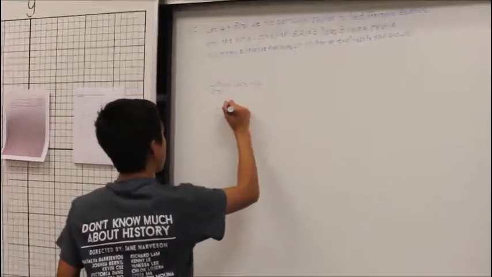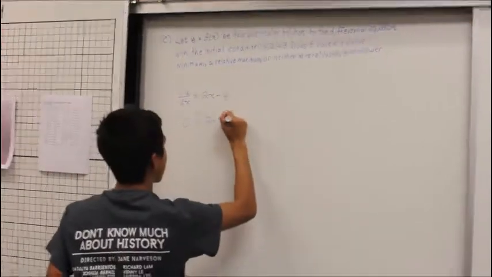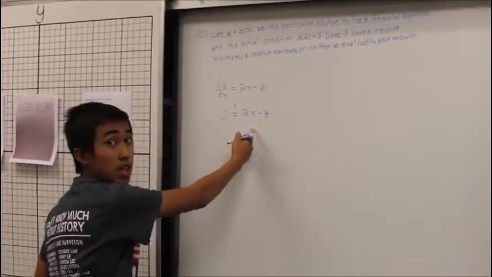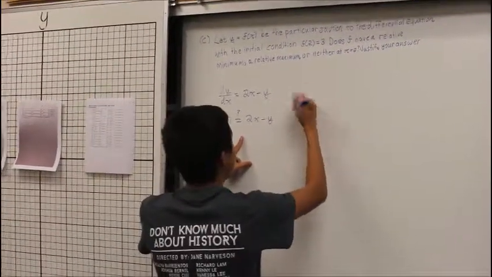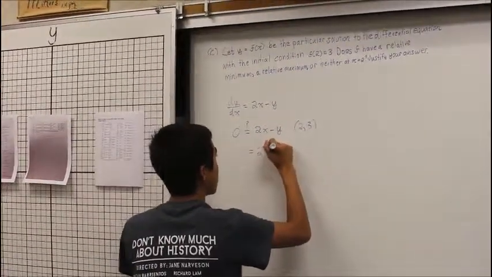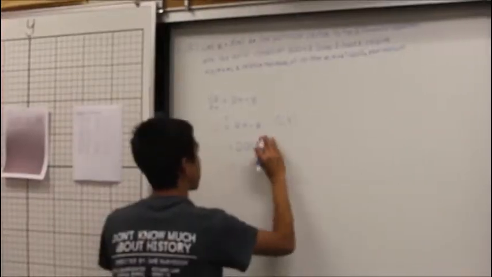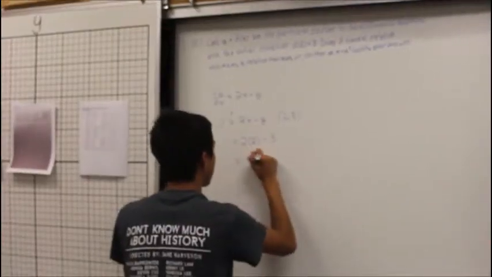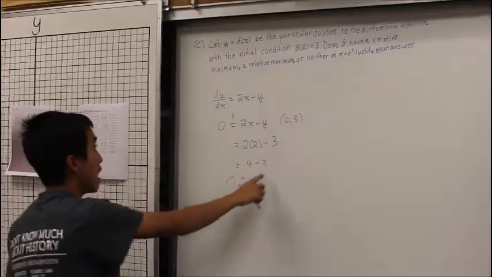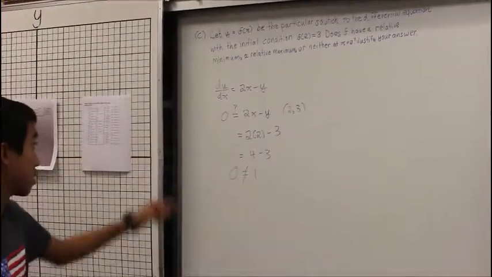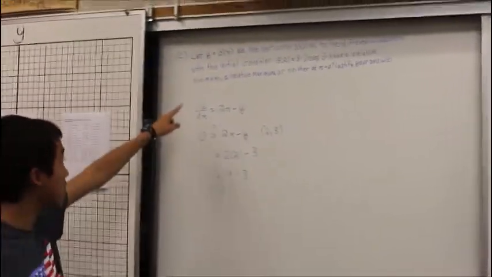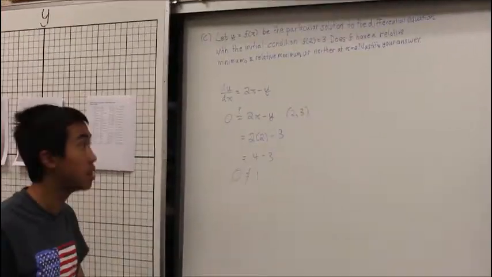So we're going to plug these points into the equation and see if it equals 0. So that is the equivalent of this. As you can see, at (2, 3), the first derivative does not cross the x-axis. Therefore, there cannot be a relative minimum or a relative maximum.